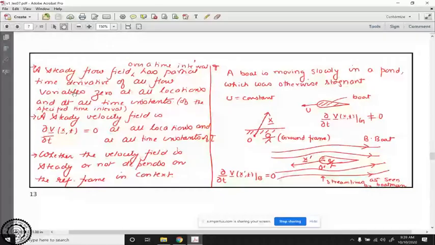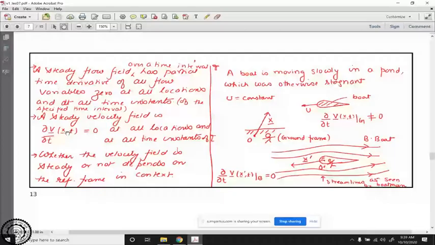So this is what I was trying to distinguish in the previous slide. When I say a steady flow field, then the time derivative of all 6 scalar fields should be zero at all locations and all instants during that time. But sometimes we just say steady velocity field. And at that time, if I say steady velocity field, then my concern is only related to this partial derivative, which I'm showing here.